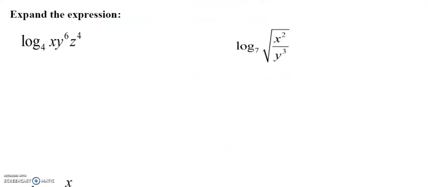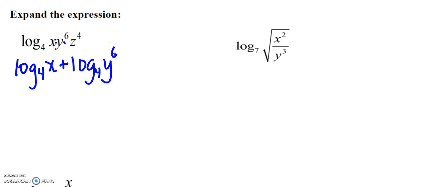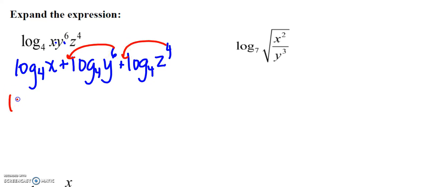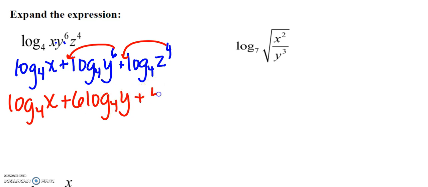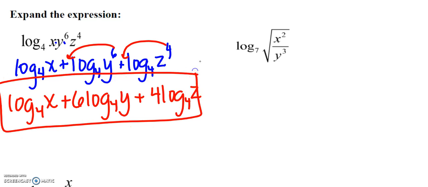All right, so expand the expression. We're going to use our properties of logs. So I see some multiplication going on here, which I know can be rewritten using addition. So log 4 of x plus log 4 of y to the 6th plus log 4 of z to the 4th. Then, because of log properties, I can swing these exponents down. So I'm going to end up with log 4 of x plus 6 log 4 of y plus 4 log 4 of z. And there will be my expanded expression.